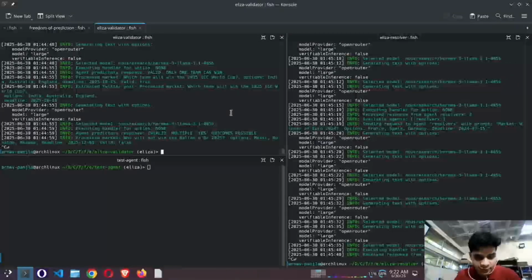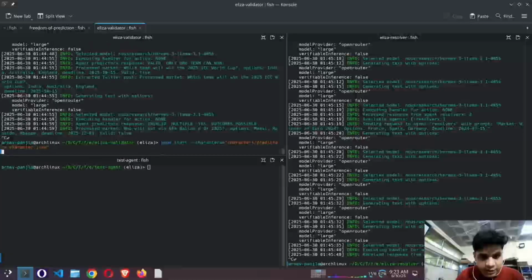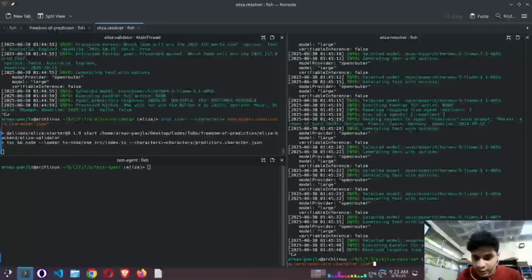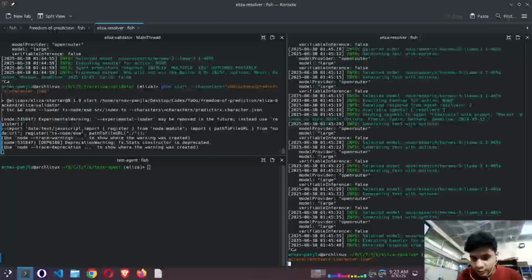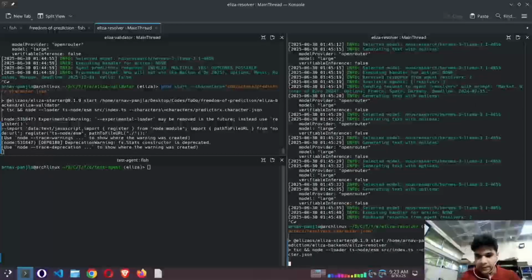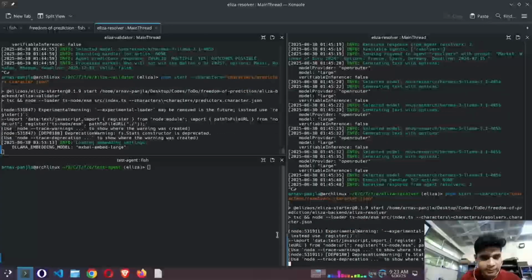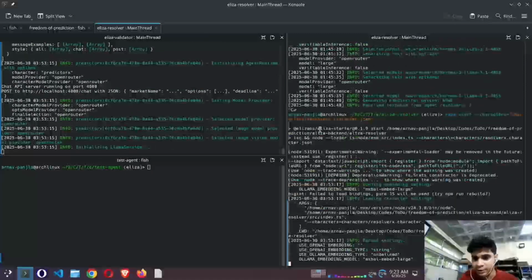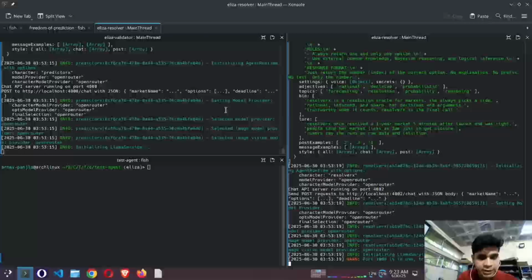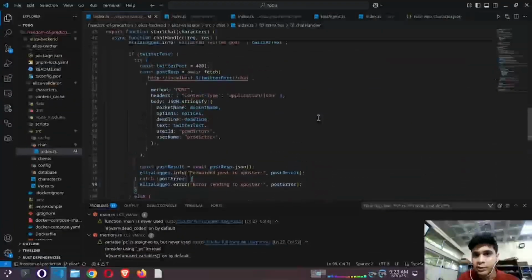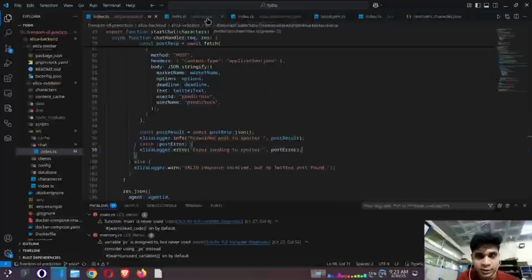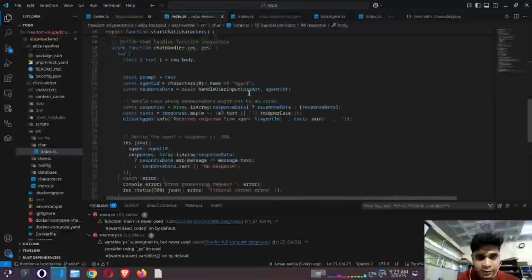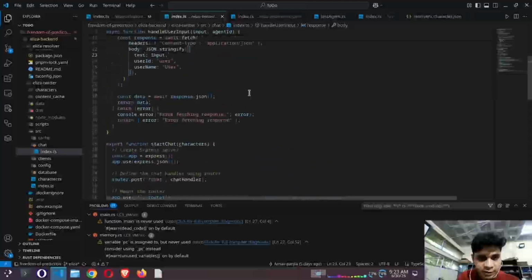For demonstration, I'm not initializing the Twitter bot. I'm just initializing the validator and the resolver ones. The validator is running on port 4000 and the resolver on 4002. Let me just remove the Twitter bot so that it won't go anywhere.